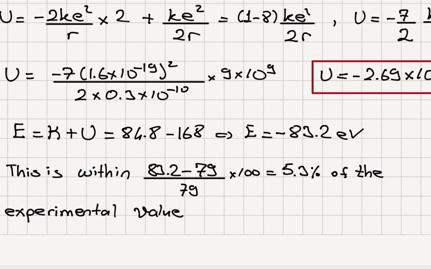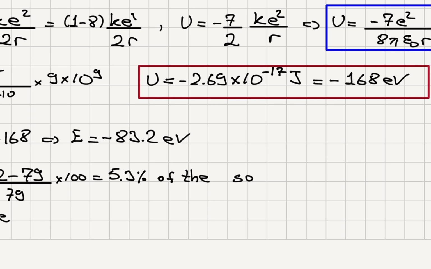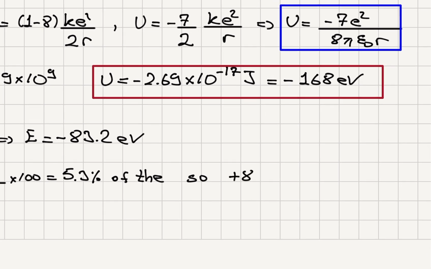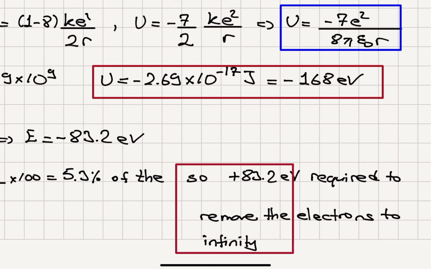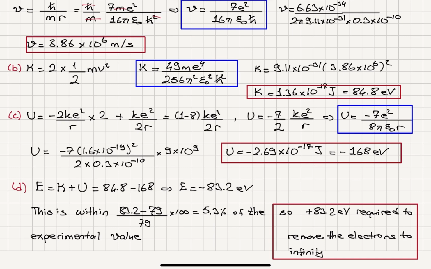So we find that the energy required is plus 83.2 electron volts to remove the electrons and separate them to infinity. That's what we find as our final answer in part D.